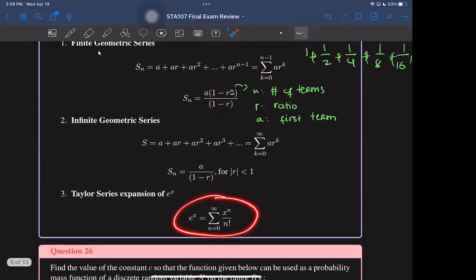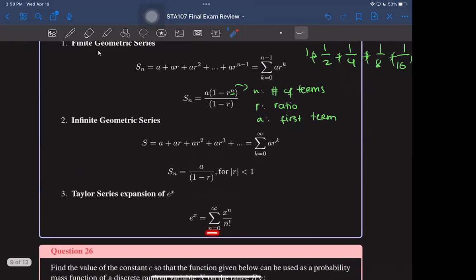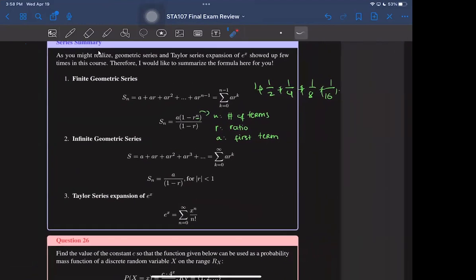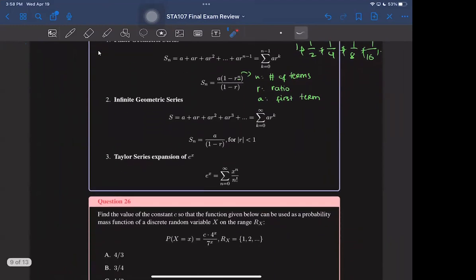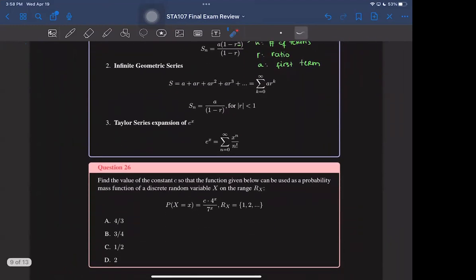And here is the Taylor series expansion. Make sure that it starts from 0. Like the index should start from 0 and range to infinity. So those are the 3 formulas that I definitely want you to remember for the final exam. With that in mind, please attempt question 26.